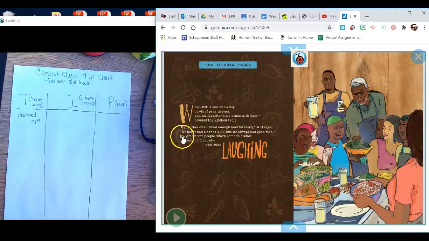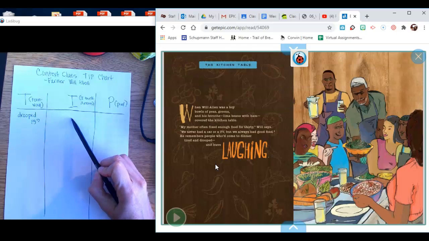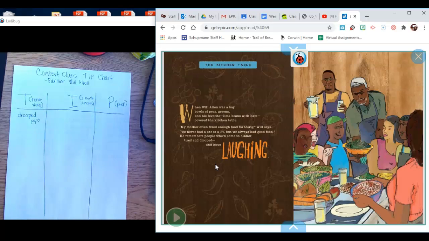I got my little arrow. There we go. He remembers people who'd come to dinner tired and drooped and leave laughing. All right. They would come to dinner tired and drooped and leave laughing. So now I'm going to look at my I column. What am I thinking? So as I read that, it sounds to me like they would come tired and drooped.